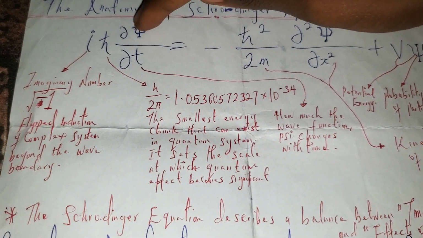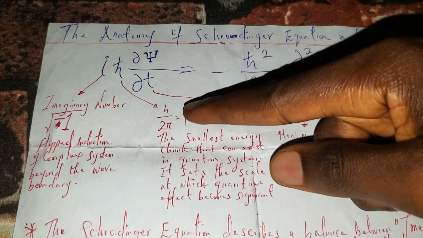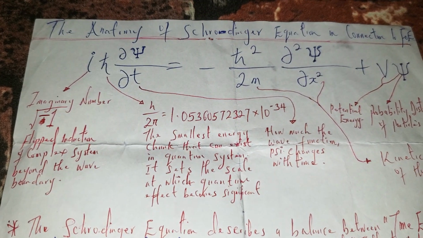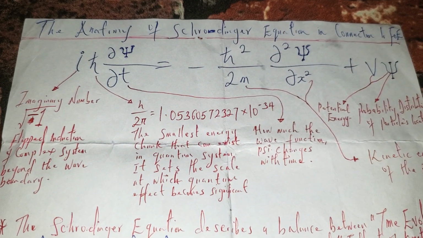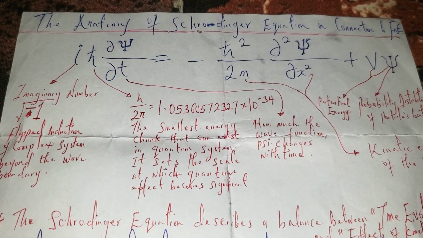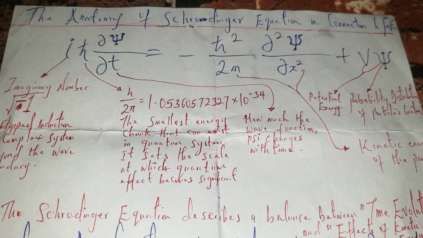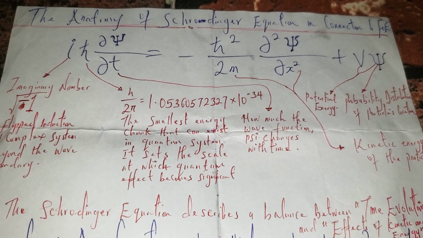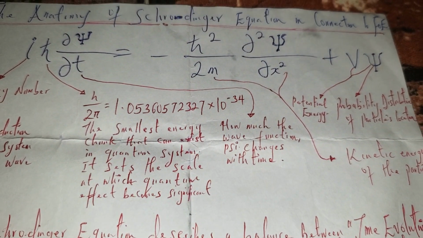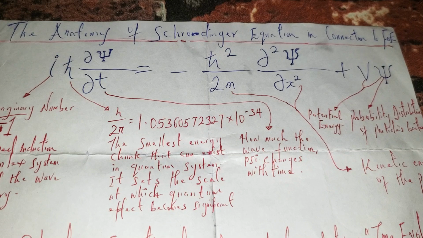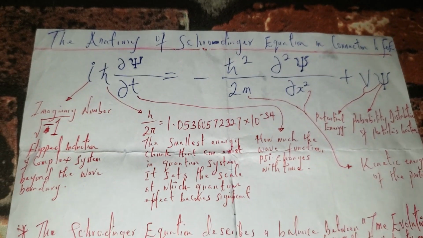So now we have this term. Let's first of all look at this h bar. This h bar is Planck constant divided by 2 pi. And so we have this to be its value. That is the smallest energy chunk that can exist in a quantum system. So that sets the scale at which quantum effect becomes significant. That one is very important. This particular h bar is what makes this Schrodinger equation operational and functional at the quantum level.